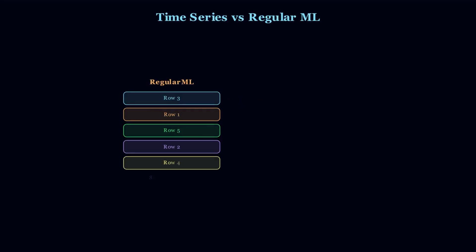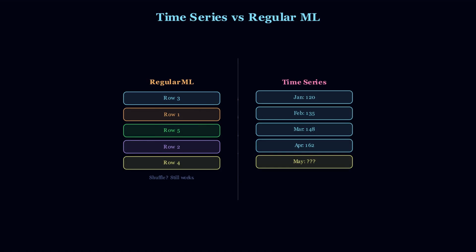In normal machine learning, rows are independent. Shuffle them. Doesn't matter. In time series, the order is the entire point. Yesterday's value predicts today's. Today's predicts tomorrow's. That dependency is the signal. Lose it, and you lose everything.